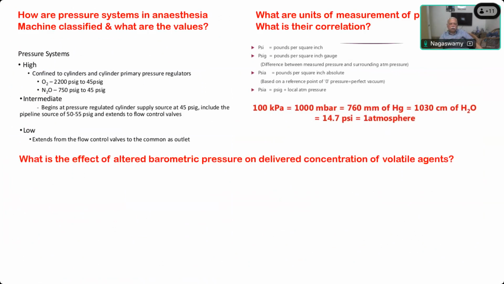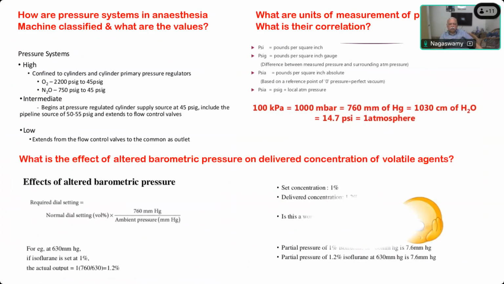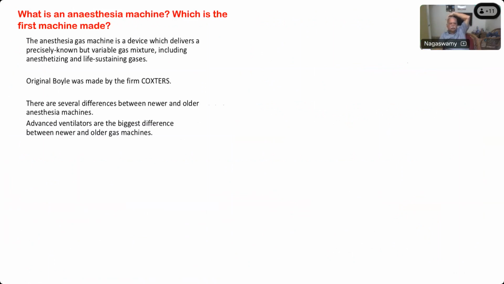What is the effect of altered barometric pressure on delivered concentration of volatile agents? Is there any alteration? Because this is more with the vaporizer, I will not go into that. What is an anesthesia machine? This one was the first made machine. It's a device which delivers a precisely known but variable gas mixture, including anesthetizing and life-sustaining gases. Okay, that is the definition of an anesthesia machine.